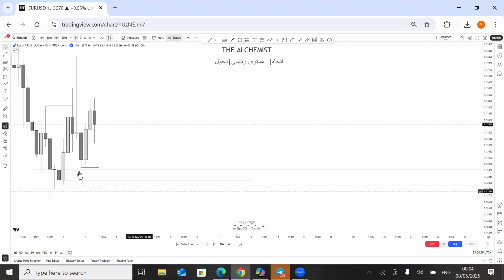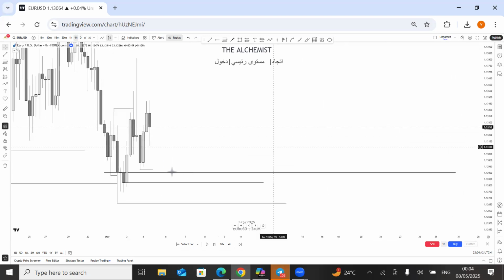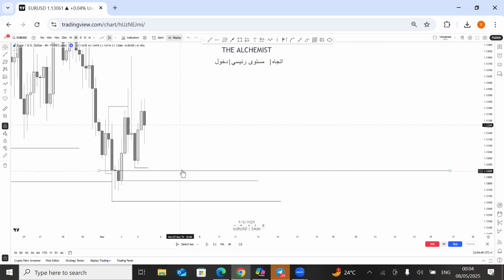Where was it? I think this was it. This was our higher time frame key level. Now, what do you do? You refine this level. You go lower and refine.